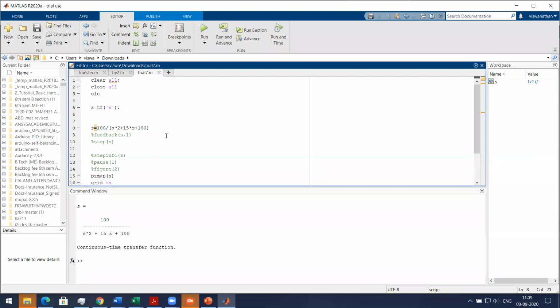Remember, it's for a second order system only. You cannot apply this for some other system. Some other system we'll discuss later.